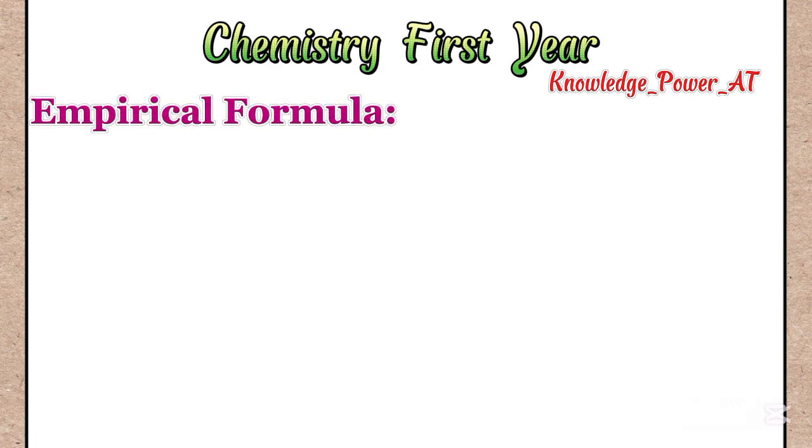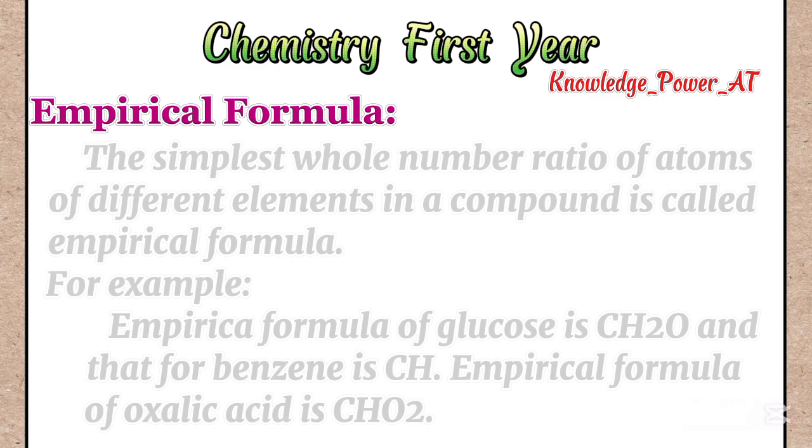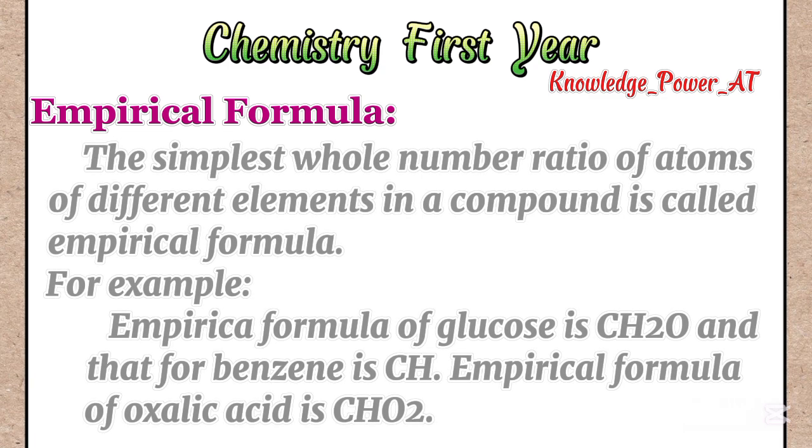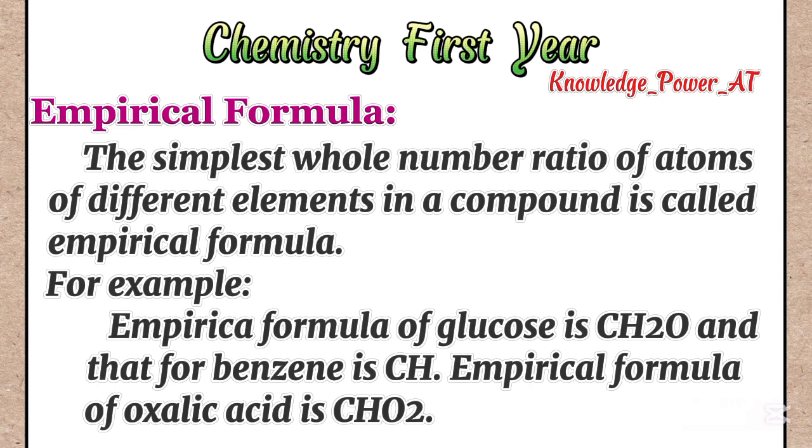Empirical formula. The simplest whole number ratio of atoms of different elements in a compound is called empirical formula. For example, the empirical formula of glucose is CH2O and that of benzene is CH. The empirical formula of oxalic acid is CHO2.